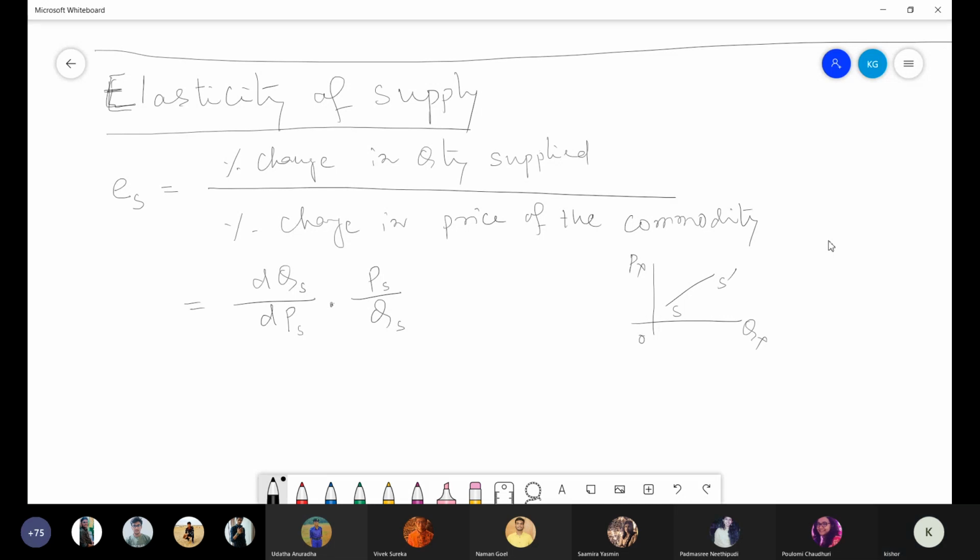But as I have said so many times, be careful about one fact: this elasticity concept we use in n different ways.